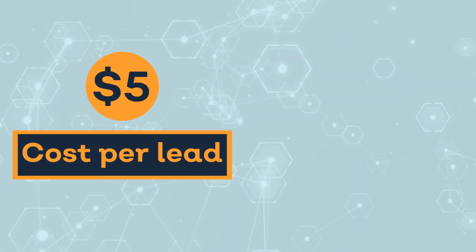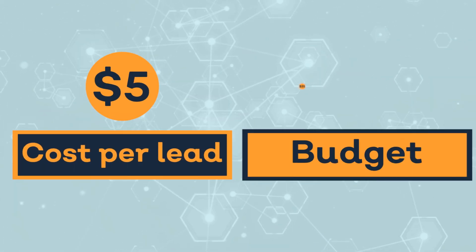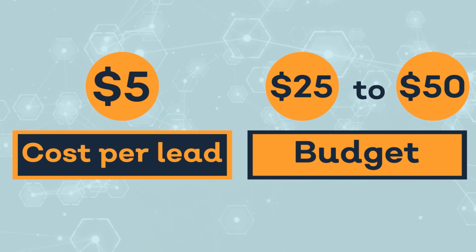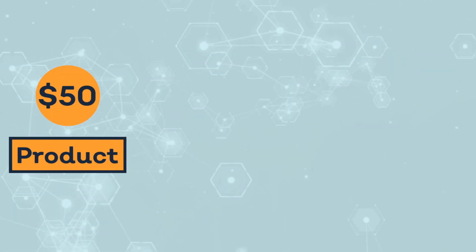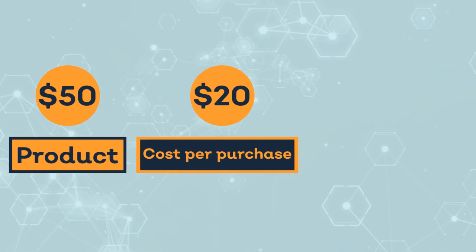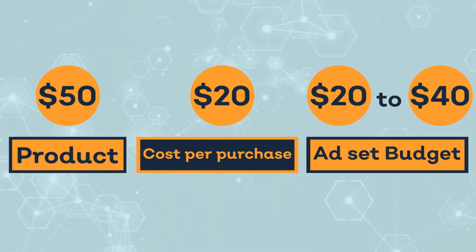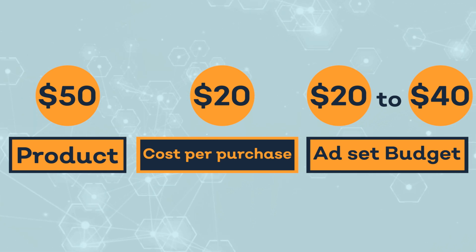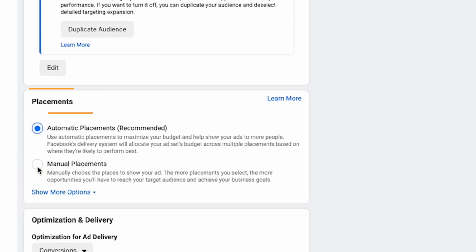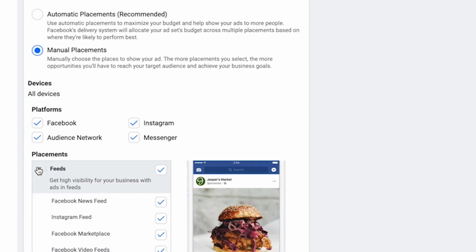So if $5 was your desired cost per lead, you would set the budget between $25 and $50. If you're selling a $50 product and the most you want to pay per customer is $20, then you would set your ad set budget to somewhere between $20 and $40, 1 to 2 times your desired cost per purchase.